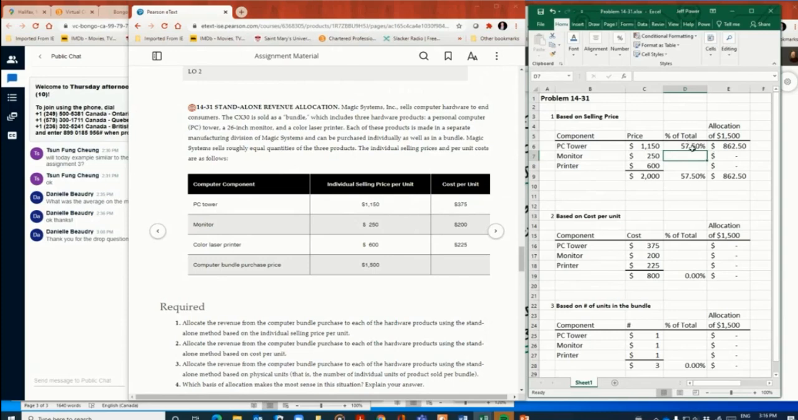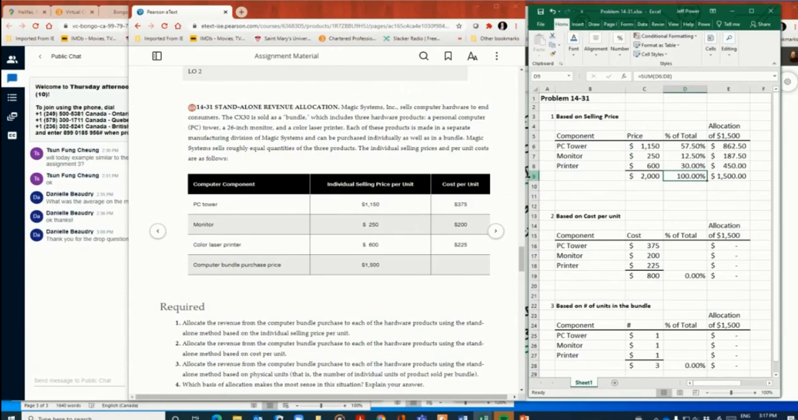So what's 57.5% of the 1,500 that the customer is actually paying? They're going to get 862.5. And we can do the same thing for the others, of course. 250 as a percentage of the 2,000 would be 12.5%. And what about the printer? That works out to 600 divided by 2,000, so the printer division gets 30%, or $450 out of the 1,500.